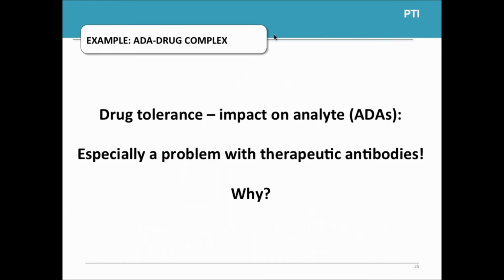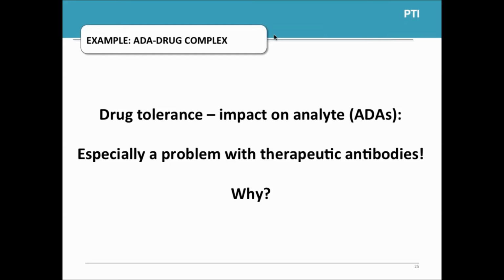To give you an example of this matrix effect, when we look in the world of immunogenicity, it is the problem of drug tolerance. That means when you have a patient and the patient makes antibodies against the drug, and you actually want to measure those antibodies, if there is drug present in the patient, the antibodies will bind to the drug.